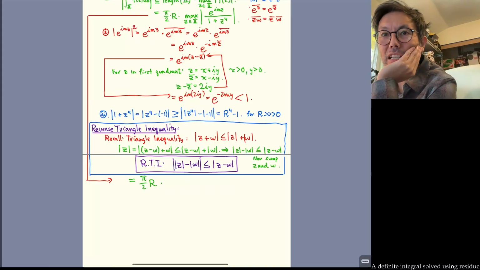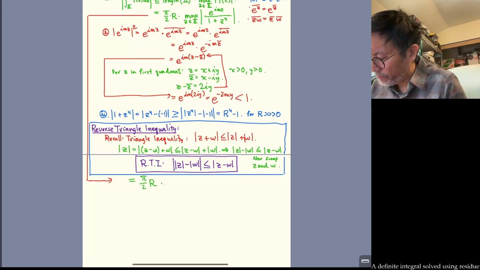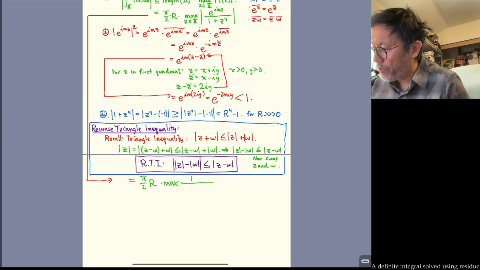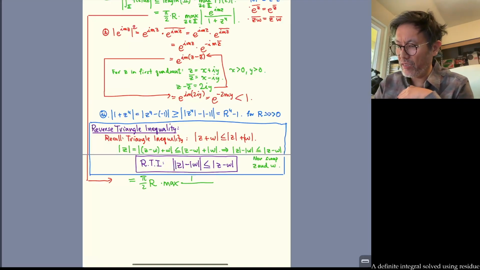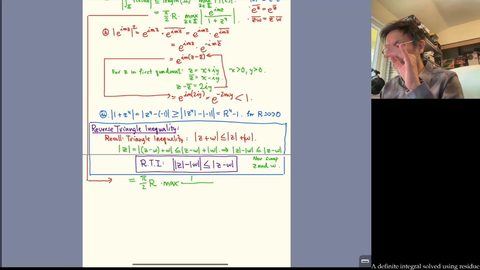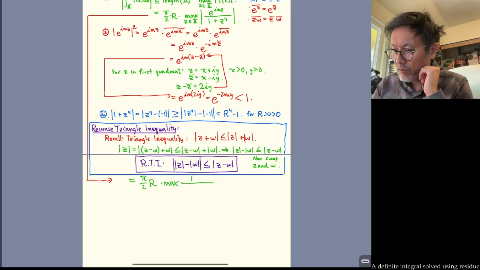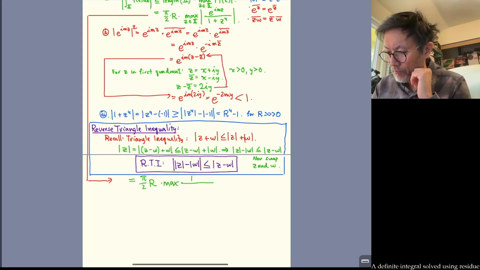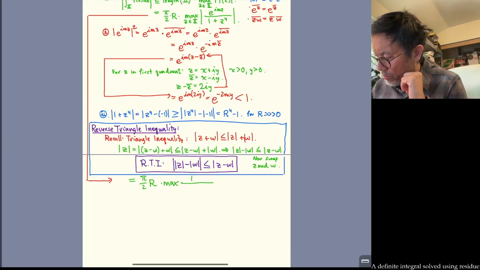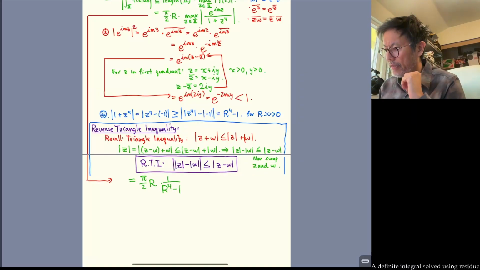Okay, so we have here in green pi over 2 times r times, now, the maximum. So first of all, that numerator is bounded above by 1. So this is the maximum value of 1, right? We proved that in this discussion here. So the numerator is bounded above by 1. The denominator is bounded below by r to the fourth minus 1. So actually, I don't need this max anymore. These are bounds, so they hold for all z. 1 over r to the fourth minus 1.